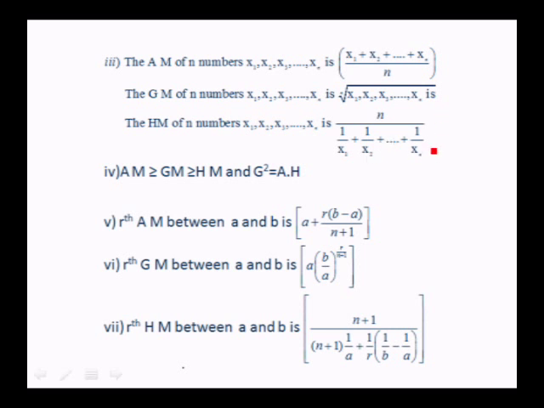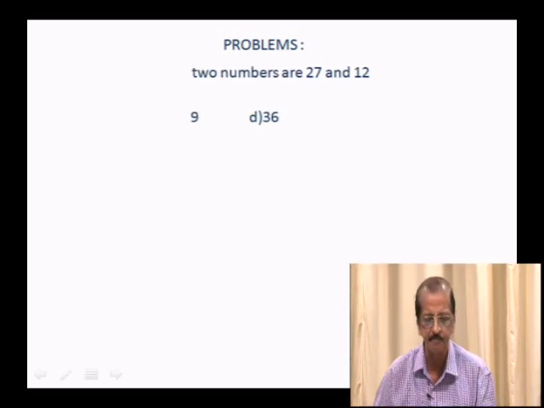And the most important result: AM is greater than or equal to GM, greater than or equal to HM, and G square is equal to AH. The rth arithmetic mean is given by this formula. The rth geometric mean is given by a into b by a whole to the power of r over n plus 1. The rth HM is given by n plus 1 over n plus 1 into 1 over a plus r into 1 by b minus 1 by a. So, let us try some problems on arithmetic mean, geometric mean and harmonic mean.